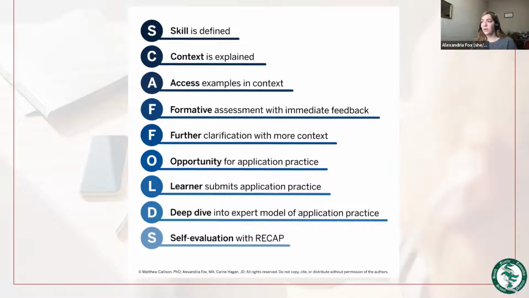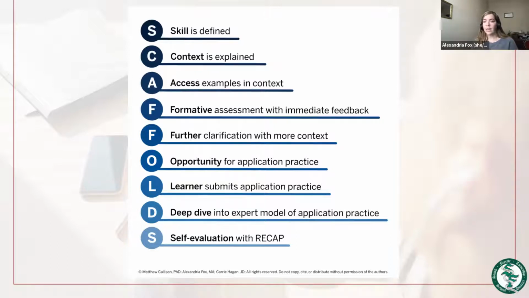And the A is for access, examples, and context. And so with that, you're going to allow the students to see examples in context, and not just one. It's recommended more than one, two, or three so that they can see a variety. The first F is for formative assessment with immediate feedback. So just a small opportunity for the learners to practice and see if they're grasping that first concept that you're introducing.